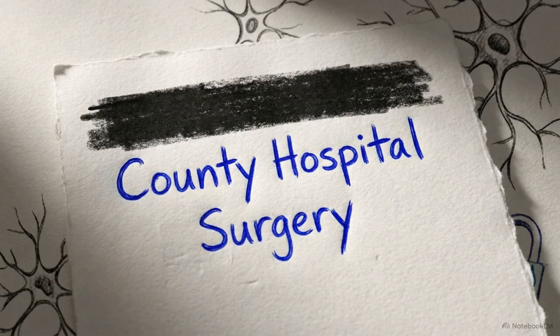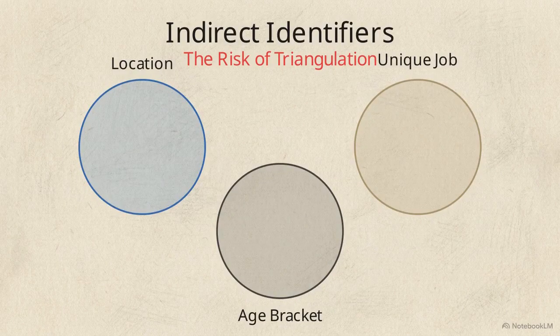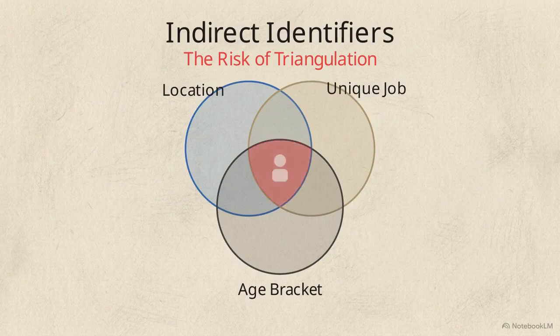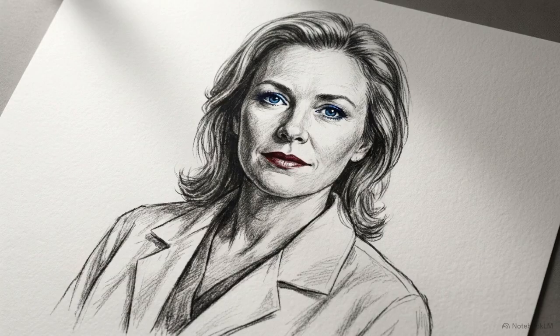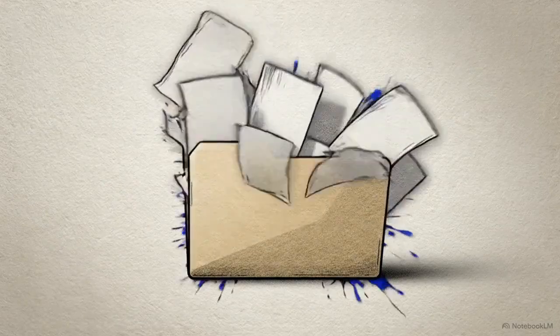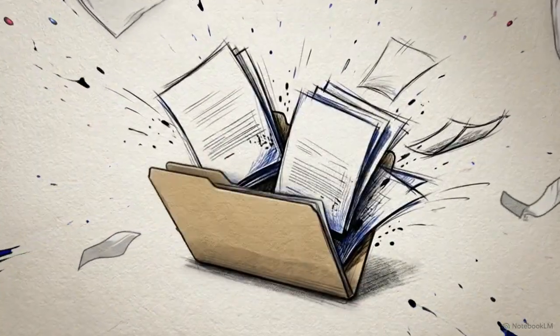Removing the name is a necessary start, but it does not guarantee anonymity. We also have to watch out for indirect identifiers. As this diagram shows, when you combine a location, a unique job title, and an age bracket, those overlapping data points can isolate a specific person just as effectively as a name. For instance, if your prompt describes the only female pediatric surgeon practicing in a specific rural county, anyone reading that output knows exactly who you mean. The rule here is strict. If any combination of details could reasonably trace back to a living individual, the confidentiality of your container has failed.